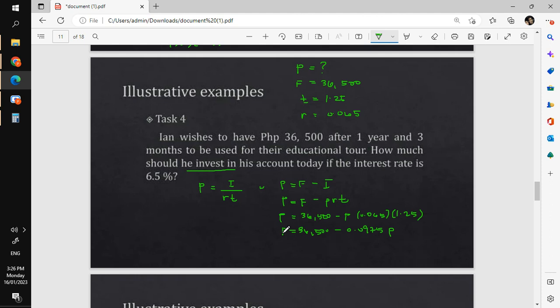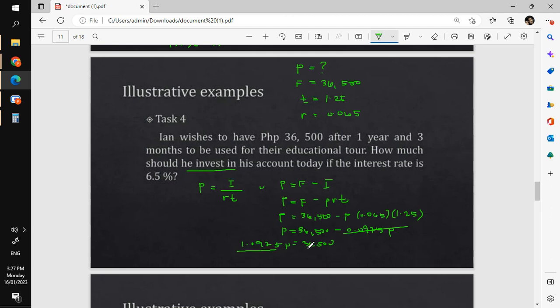Now, our aim here is to get the value of p. So that means we have to eradicate this term on the right side. That is by using the addition property of equality. We will be adding 0.0975 to both sides. So this becomes 0, right? Adding negative plus positive with the same number gives us 0.